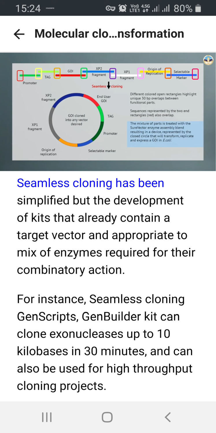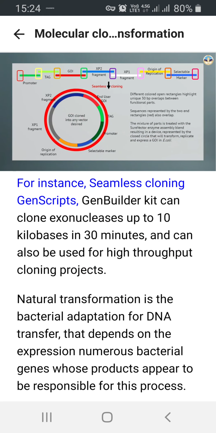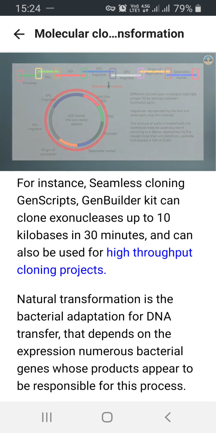Seamless cloning has been simplified by the development of kits that already contain a target vector and a proprietary mix of enzymes required for the recombinant reaction. For instance, GenScript's GenBuilder seamless cloning kit can clone inserts up to 10 kilobases in 30 minutes and can also be used for high-throughput cloning projects.